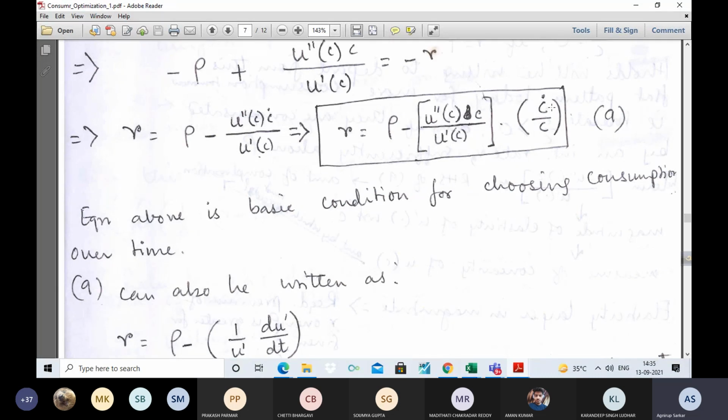And why is it important? Because agents prefer to consume today rather than tomorrow. I repeat, agents prefer to consume today rather than tomorrow, and this happens for two reasons. Firstly, because households discount future utility at a rate rho, right?